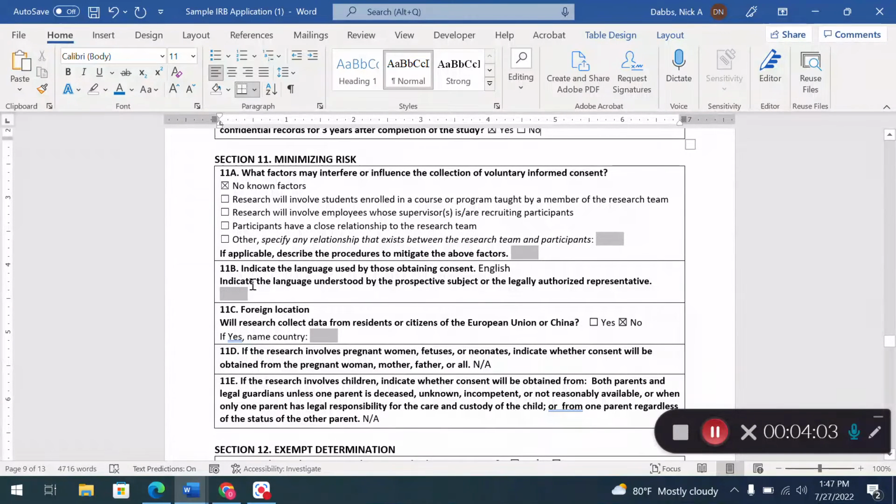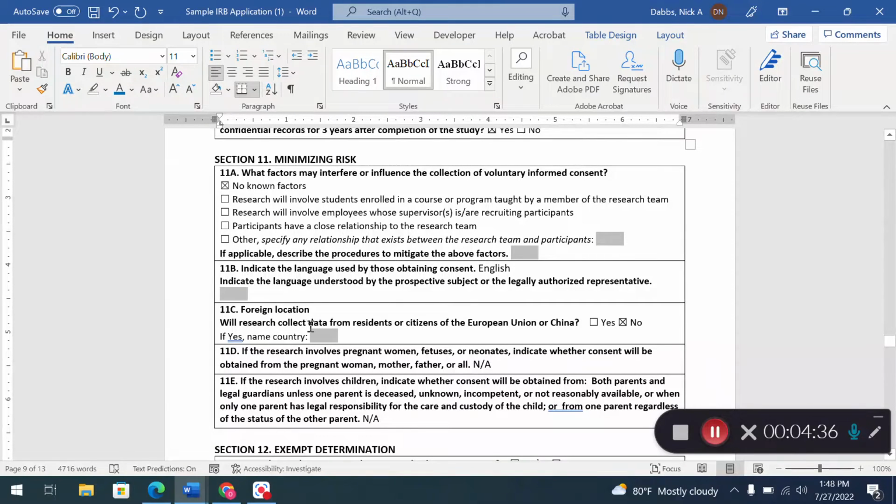All right, so 11B says indicate the language used by those obtaining consent. We're having people use English, so we've indicated that here. Underneath it says indicate the language understood by the prospective subject or the legally authorized representative. We don't need to fill that out because they're going to conduct the interview in English, so we should be fine on this front. 11C says foreign location.